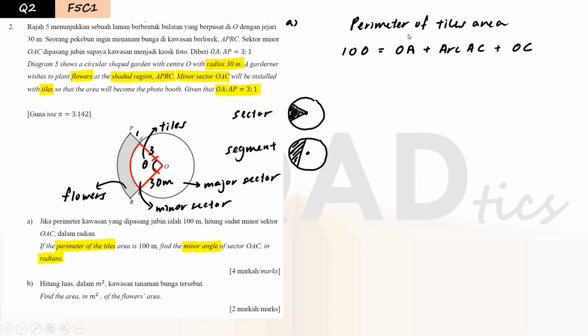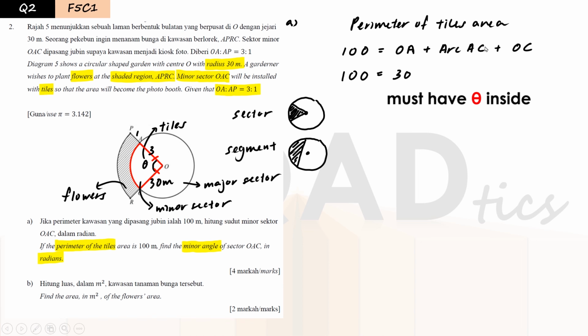So now let us find the values of each of the lines here, but of course we need to involve the minor angle as well. Otherwise we cannot use this equation to find the minor angle. So inside here there must be theta, the minor angle. For OA, the radius of the circle, which we already know is 30 meters. So OA here is 30.